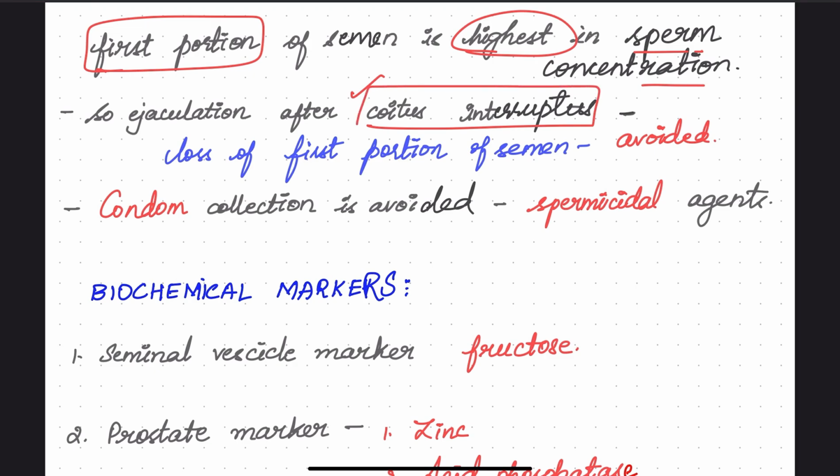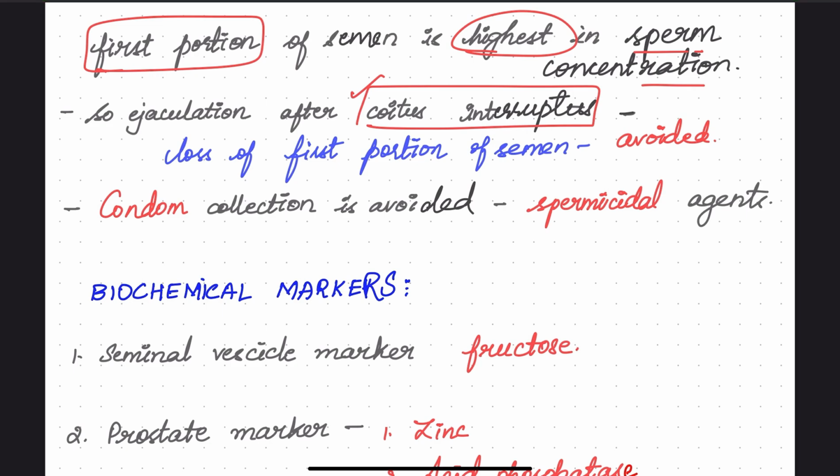In the coitus interruptus method, while performing sexual intercourse, the male partner withdraws his penis just a second before ejaculation and collects the sample into a collection tube or sample vial. This method is not recommended because on withdrawal, the first few drops of the semen can be lost, and that portion is highly concentrated. So the sperm count can be falsely low.